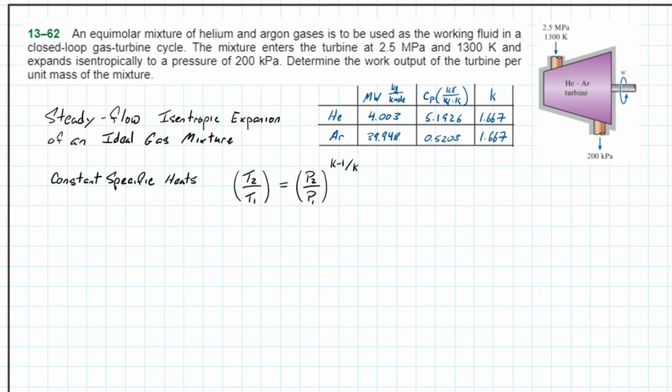Now, I've created a table here that gives us the relevant information about the two gases that are moving through this turbine as a gas mixture. Those gases are helium and argon, so we have their molecular weights, 4 and approximately 40 for argon. So argon has a molecular weight that is about 10 times greater than that of helium. I've also listed the specific heat at constant pressure and the ratio of specific heats.